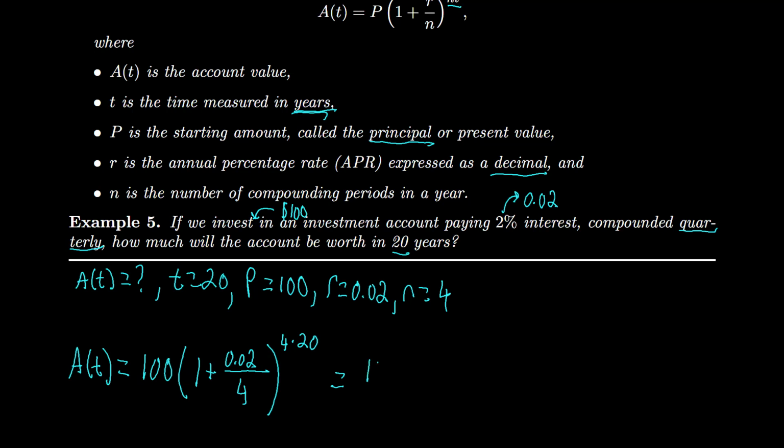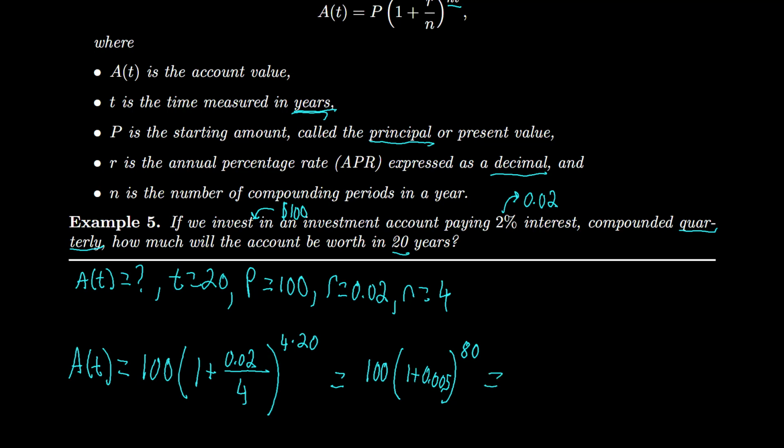So this is going to be 100 times 1 plus 0.02 divided by 4 to the 80th power. 4 times 20 is 80. 0.02 divided by 4. Gee, what is that? That's 0.0005. If you don't believe me, add this to itself four times. You'll get 0.01 and then 0.02.